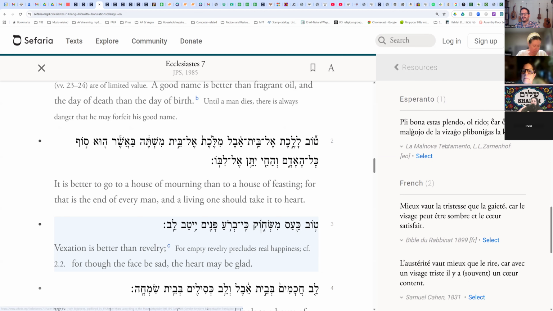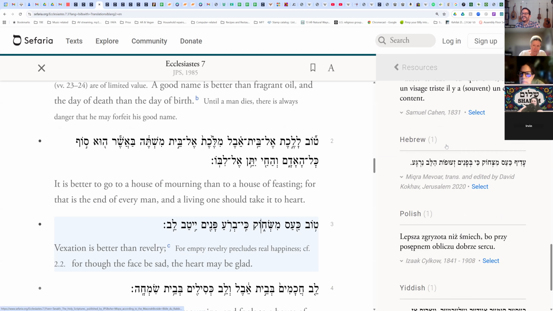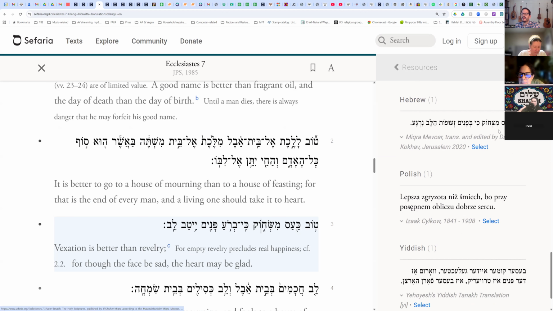And then there's Esperanto. I'm not going to try. Adif ka'as mitzchok. Preferable is anger than laughing. Ki befanim zeufot halev nirga. Those are some of those words. I don't know zeuf.